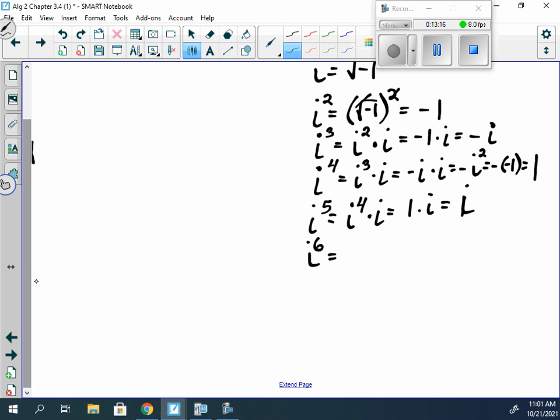Now, I could say i to the fifth times i, but what do we know about i to the fourth? i to the fourth is just 1, so we can say i to the fourth times i squared, because we have it multiplied together 6 times. Well, i to the fourth is just 1. What's i squared? So 1 times -1 is?